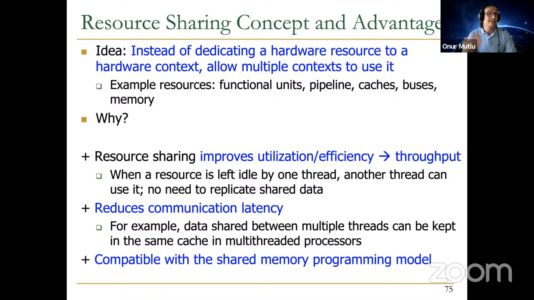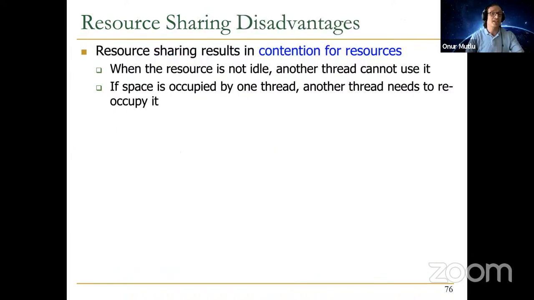And finally, this is compatible with the shared memory programming model. Probably you're seeing the shared memory programming model in your parallel programming course. If you're sharing the memory, it makes sense to share the physical memory resources as well. But of course, resource sharing also comes with disadvantages. It results in contention for resources. We saw this in earlier lectures. In one of the mysteries, we talked about memory performance attacks. This happened because different threads, different applications, shared the memory bus, the memory banks and the memory row buffer.